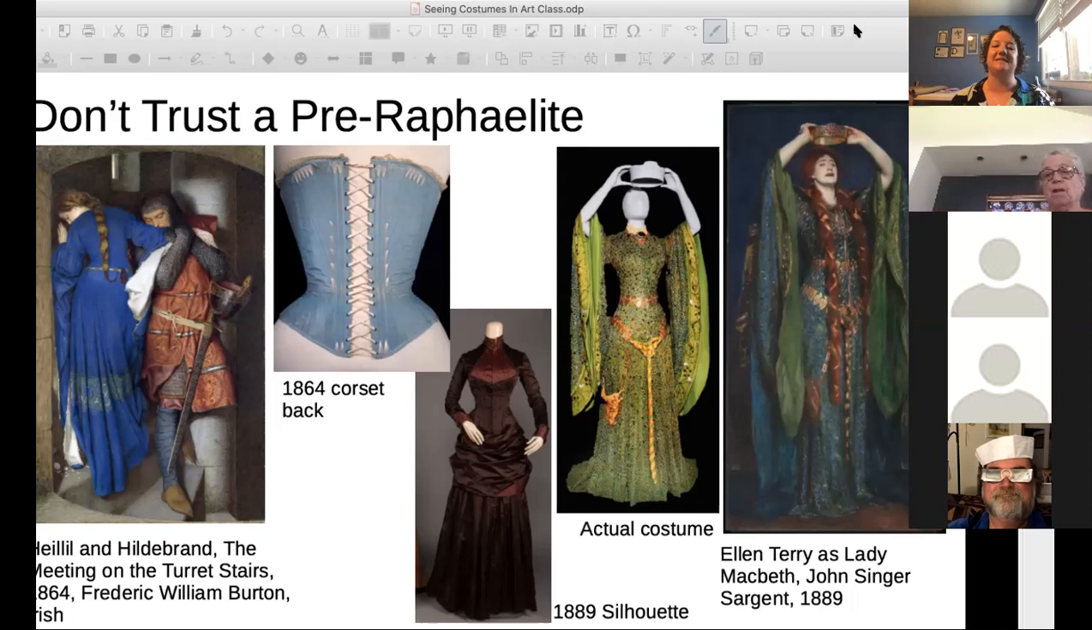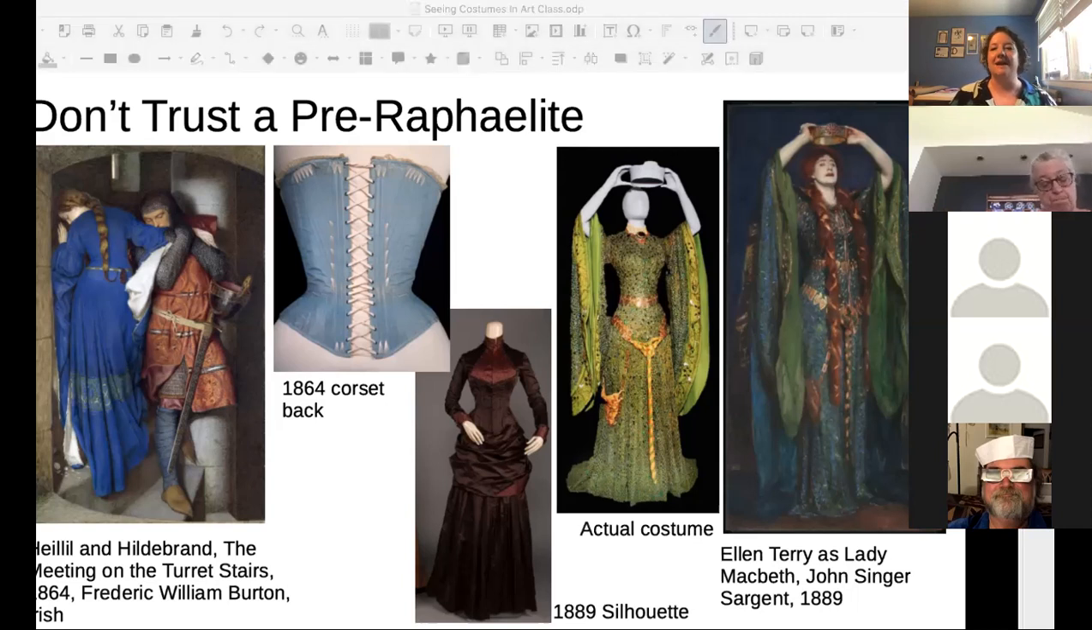Even though the costumer was making it medieval, you can see the typical 1889 silhouette, which both that costume and Mrs. Terry still have. So as your eye gets better at saying, wait, this silhouette doesn't look right for the period, you can start saying, oh, this artwork is suspect. I don't know if I want to base all of my research on that.